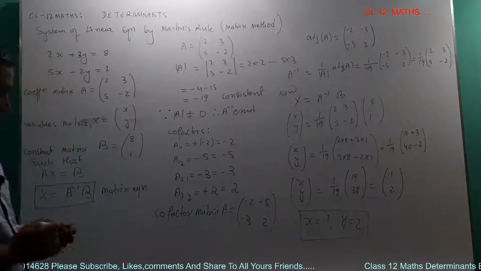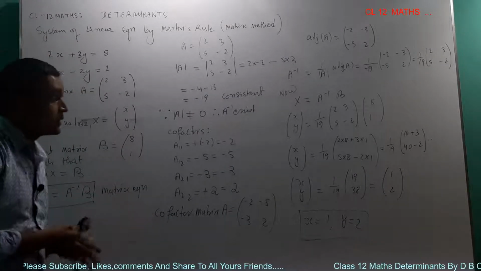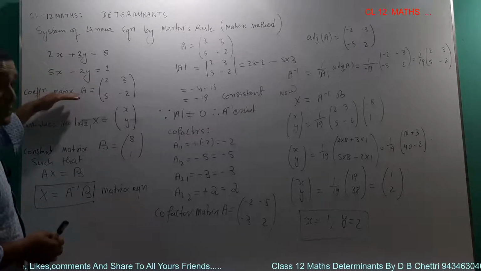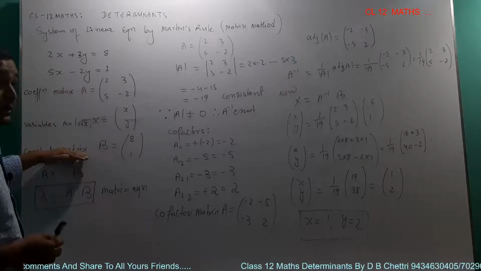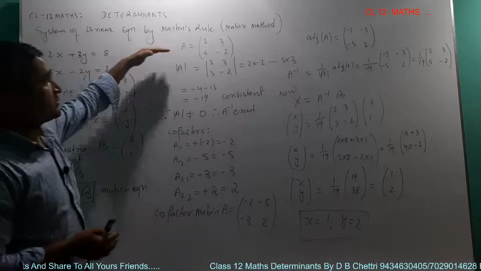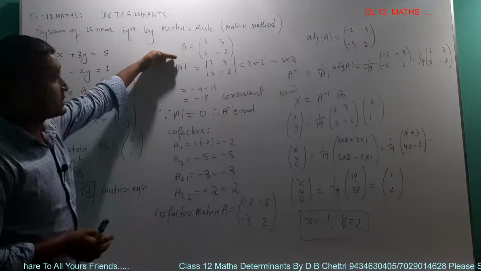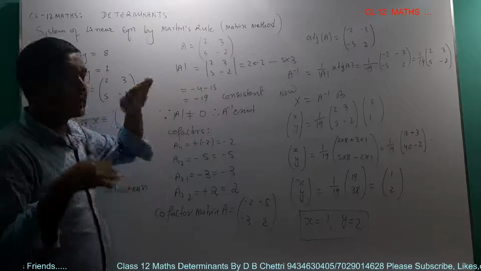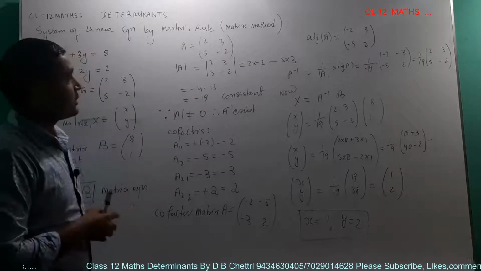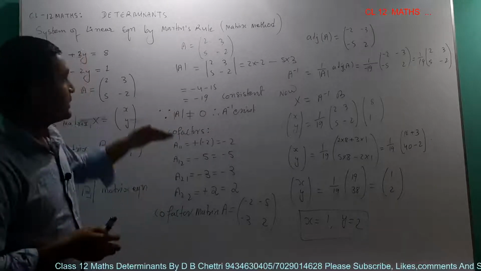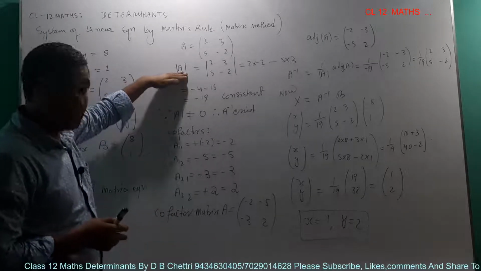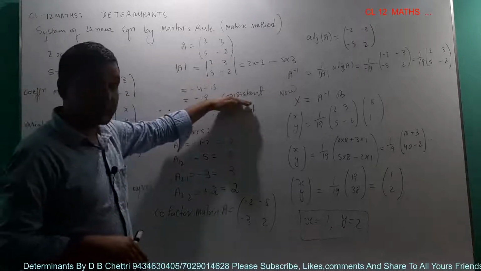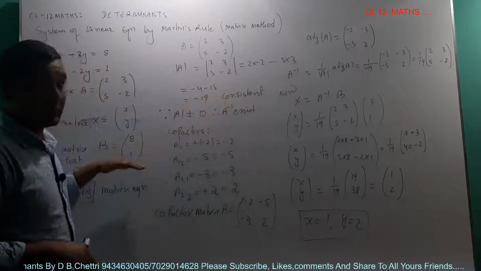Once again I'll repeat. First, from the equation, separate the matrices: coefficient matrix, variable matrix and constant matrix. After separating, the first step is to get the determinant, because it tells us whether the equation will give the values of x and y, or whether the equation is consistent or inconsistent. If the determinant is non-zero, then it is called consistent, and a consistent equation can be solved to get the values of the variables.